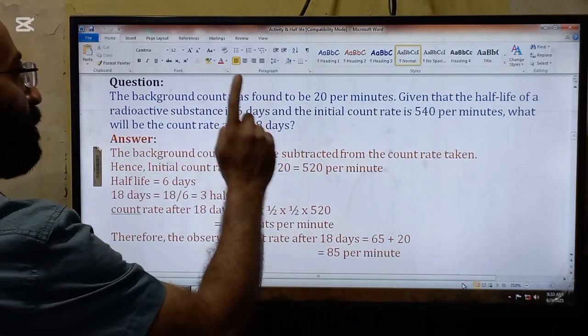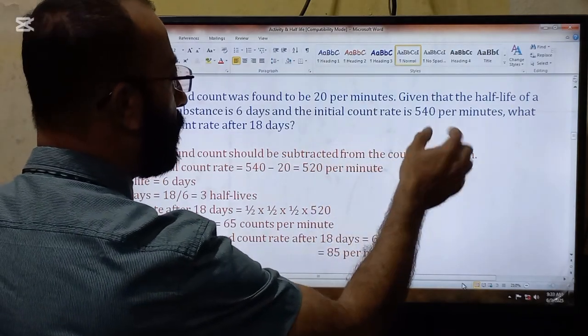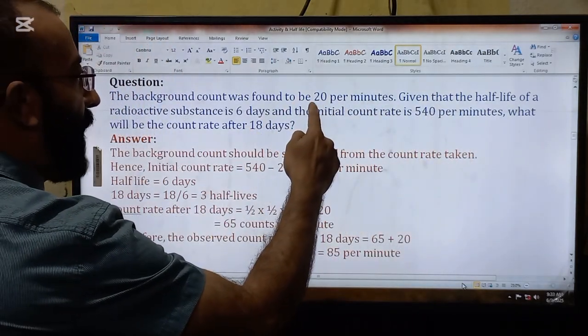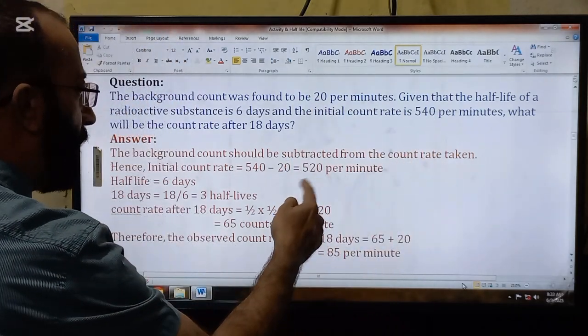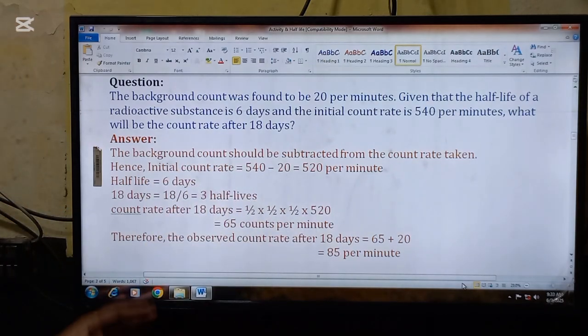Whenever you are given the background count rate and the initial count rate, the true initial count rate will be found by subtracting the background count rate from this value. So this is actually the number which is the initial count rate. So from here we will proceed now.